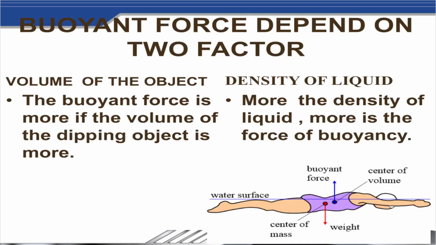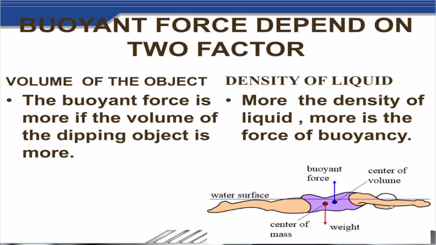Now buoyant force depends on two factors. First is the volume of the object, another is the density of the liquid. Now we see the volume of the object. The buoyant force is more if the volume of the dipping object is more. Density of liquid: the more the density of the liquid, the more is the force of buoyancy that we can see.